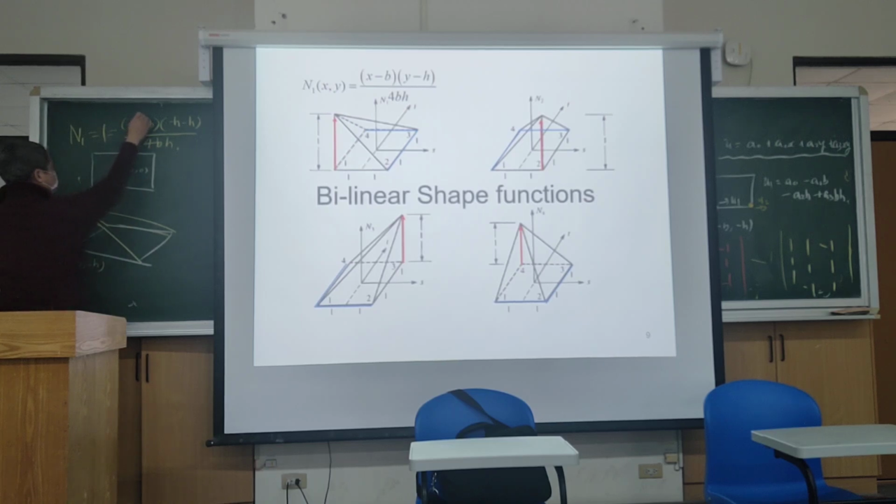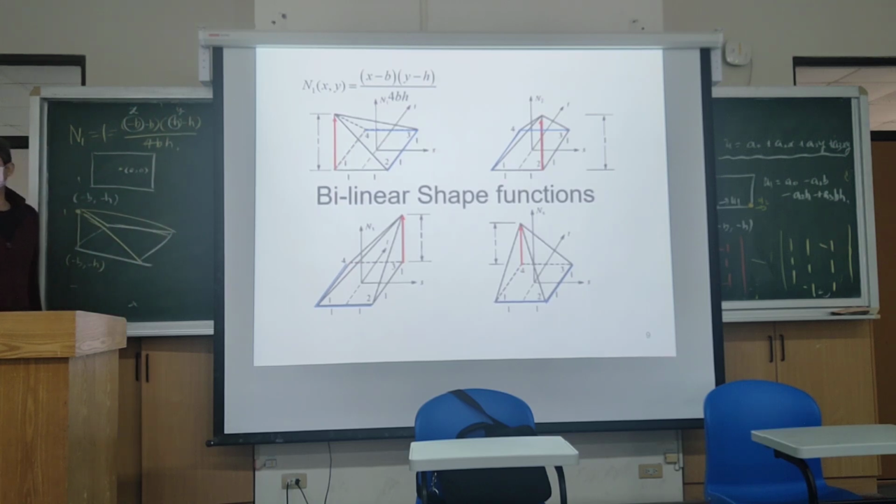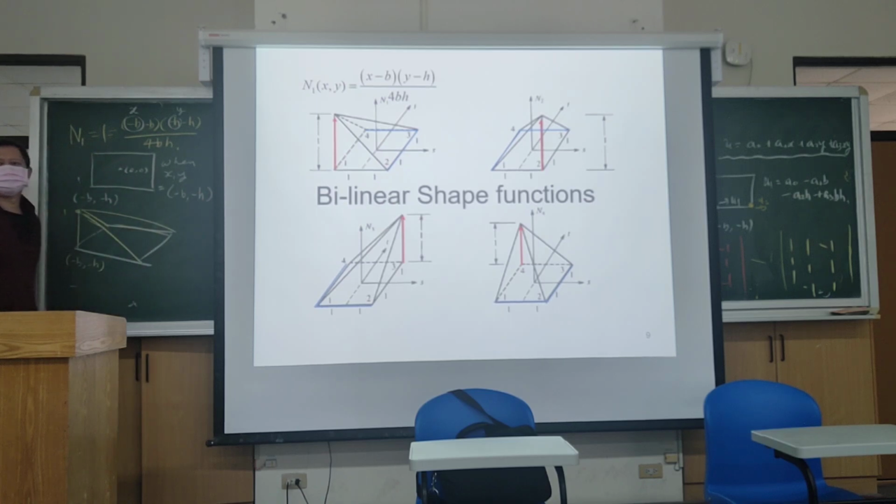So this expression is now x minus b, y minus h, so that it is 1 when x, y are minus b, minus h. Okay, do you understand? This shape is still very easy to remember. Okay, how about does it become 0 at other points?